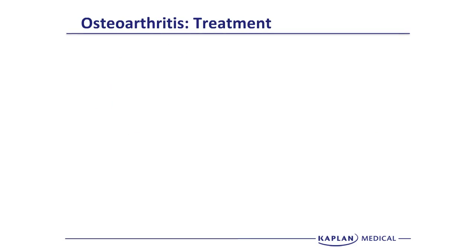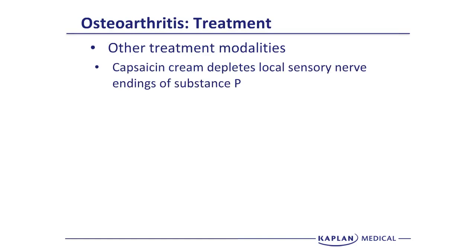Other modalities of treatment can be a little bit controversial, but can work in some patients. If they do work, they're very innocuous and can give the patient tremendous relief. So the capsaicin cream depletes the local sensory nerve endings of substance P. So these patients actually do not feel the pain as much as if they don't use this. Then orthopedic surgery and arthroplasty of the joint, and then just joint replacement.